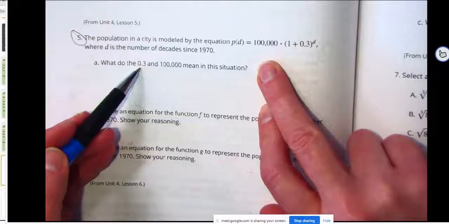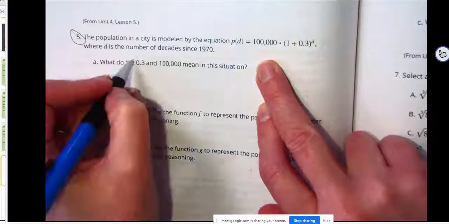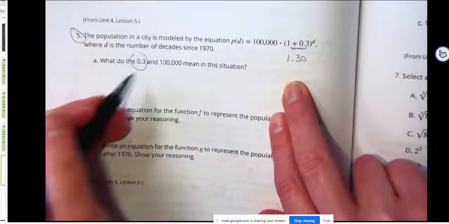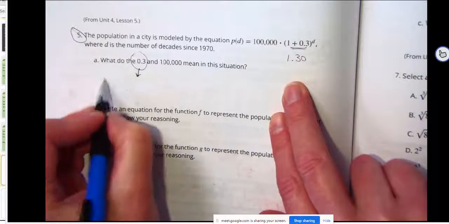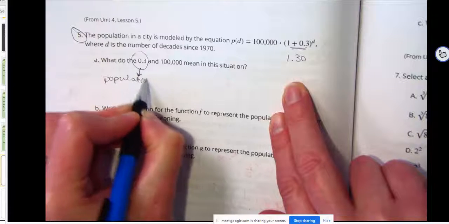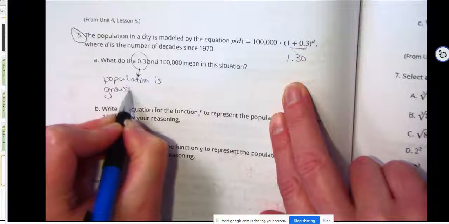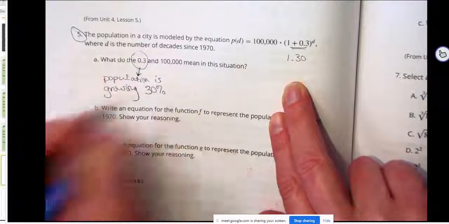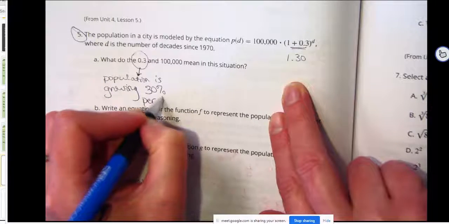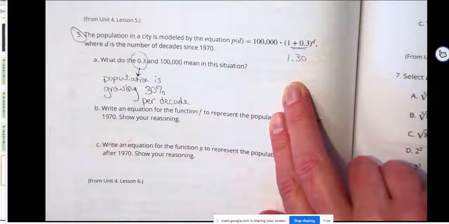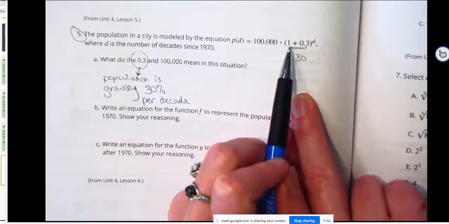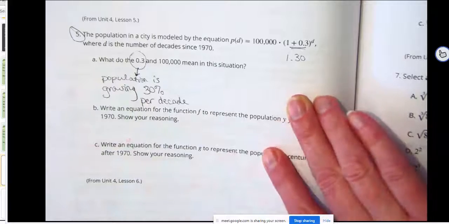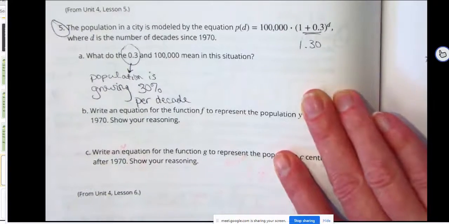And when we're looking at what does the 0.3 and the 100,000 represent, that 0.3, if our multiplier rate would be 1.30, that 0.3 is showing how much it is growing. The population is growing 30% per decade. I know this because it's keeping 100% of its population and it's adding 0.3 to it. It's adding 30% on top of that 100%. So population is growing 30% per decade.